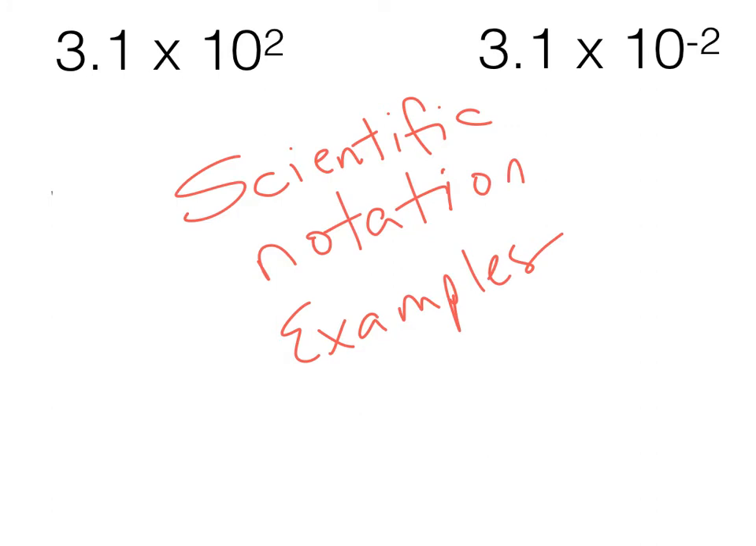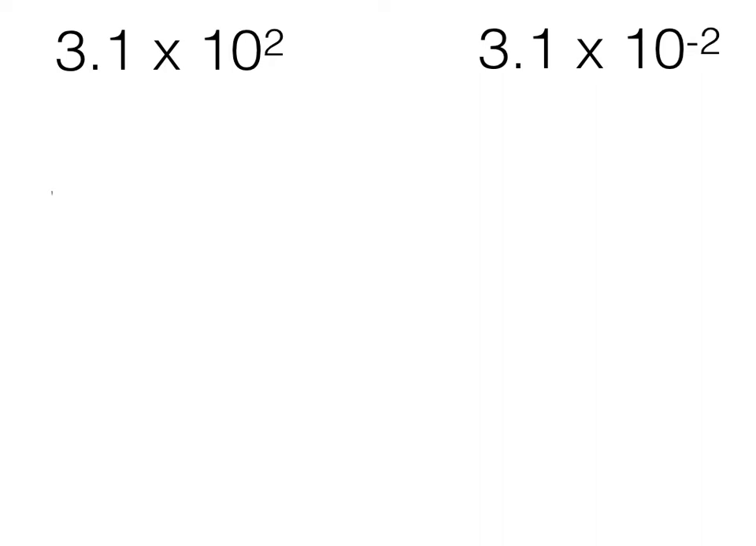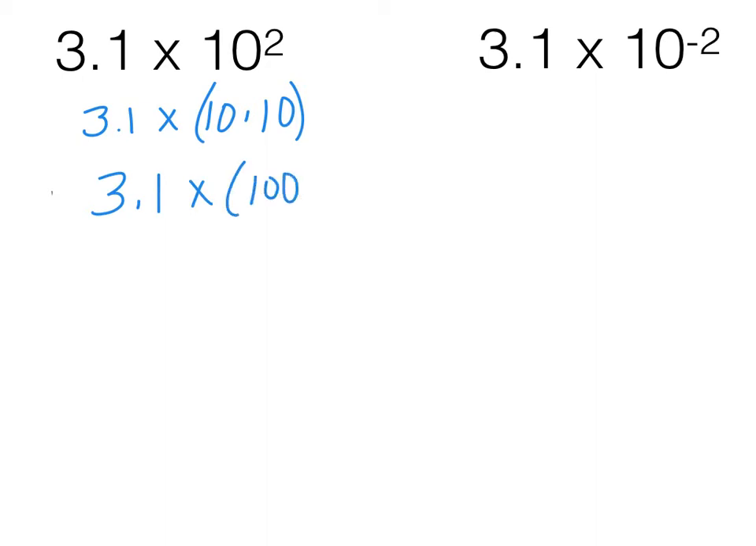Here we have two examples that look remarkably similar. The only difference is the exponents that are being used. The one on the left is using a positive exponent. The one on the right is using a negative exponent. So solving these, we'll see how they differ. The one on the left, we're doing 3.1 times 10 squared, which would be 10 times 10, or 3.1 times 100. Simplifying that even further, 3.1 times 100 gives you 310.